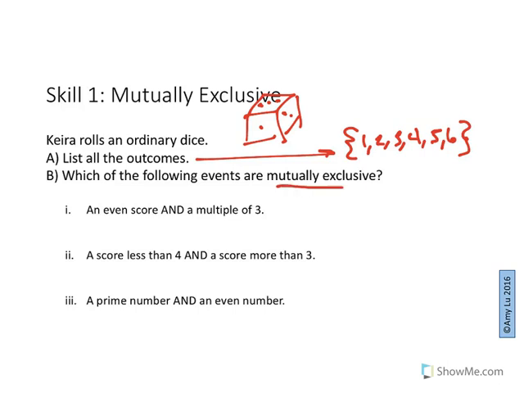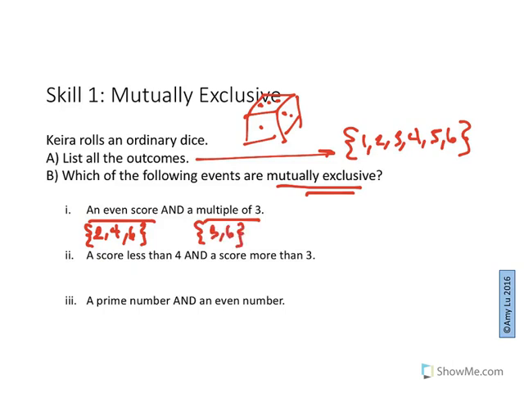Now, mutually exclusive means when we compare two events. So when we compare rolling an even score and a multiple of 3, first, to understand if they're mutually exclusive, we have to list out the outcomes for even scores. So the possibilities are 2, 4, and 6. And multiples of 3 in this situation is only 3 and 6.